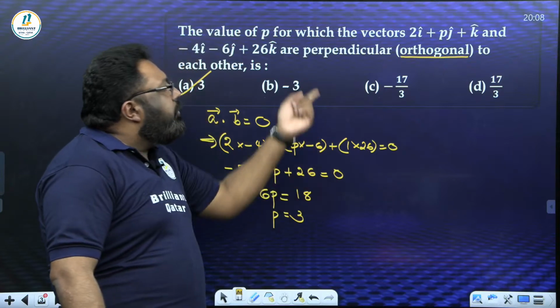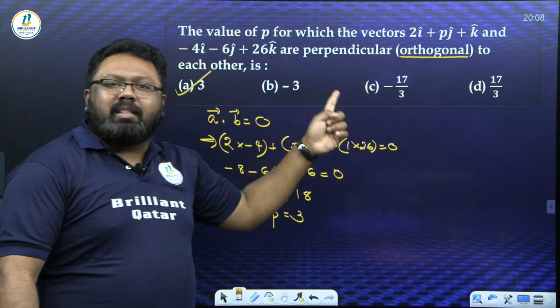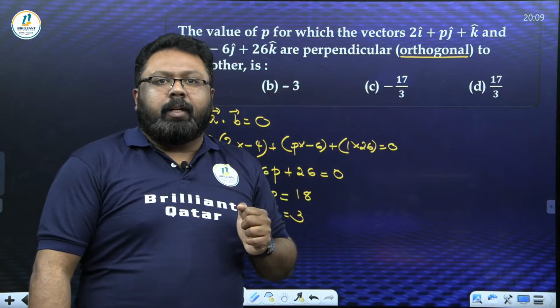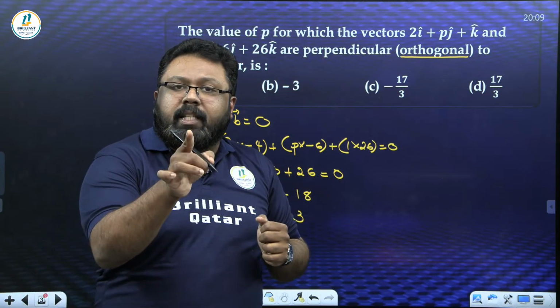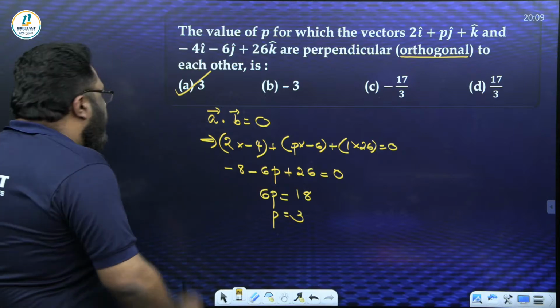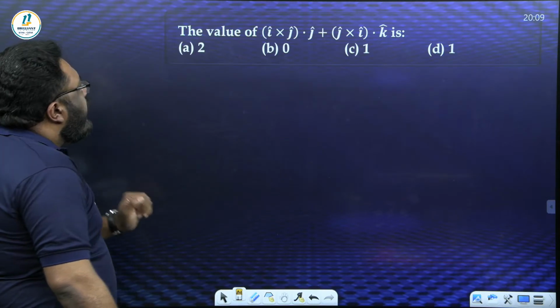Once again, the condition for perpendicular vectors. Last time also in the board exam, one set had a question on perpendicular vectors. The concept based on perpendicular vectors is very, very important for MCQs. The dot product is 0. Question 2.